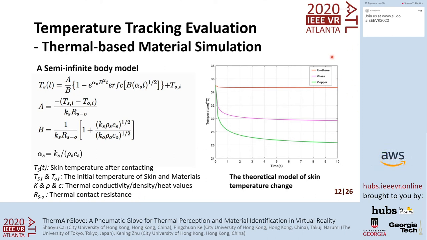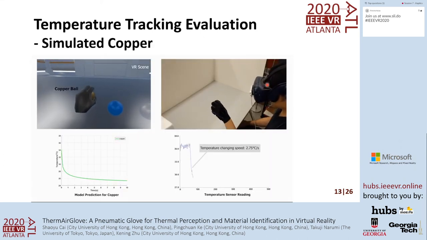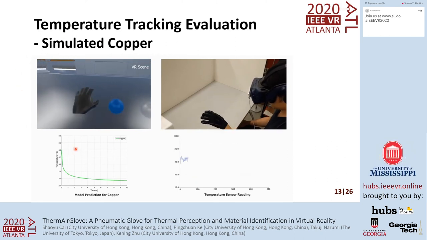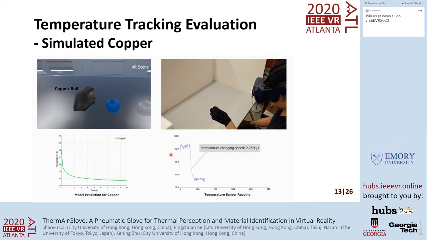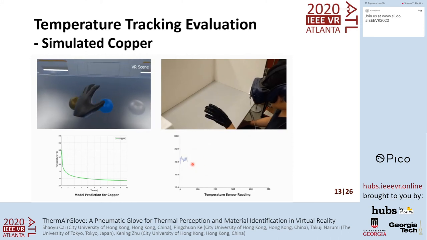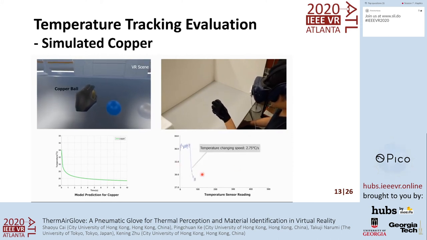Then we adapted the thermal infinite body model to three different materials: copper, glass, and foam. We tried to fit the temperature of the airbag surface with the theoretical model for the three materials. And this is the result of simulated copper. When the user is grasping the virtual sphere, the initial skin temperature is about 33.4 degrees. With the PID-controlled Thermal Air Glove system, it could reach thermal equilibrium within 2 seconds from 33.4 degrees to 28 degrees and maintain the temperature between 26 and 27 degrees in the following time.